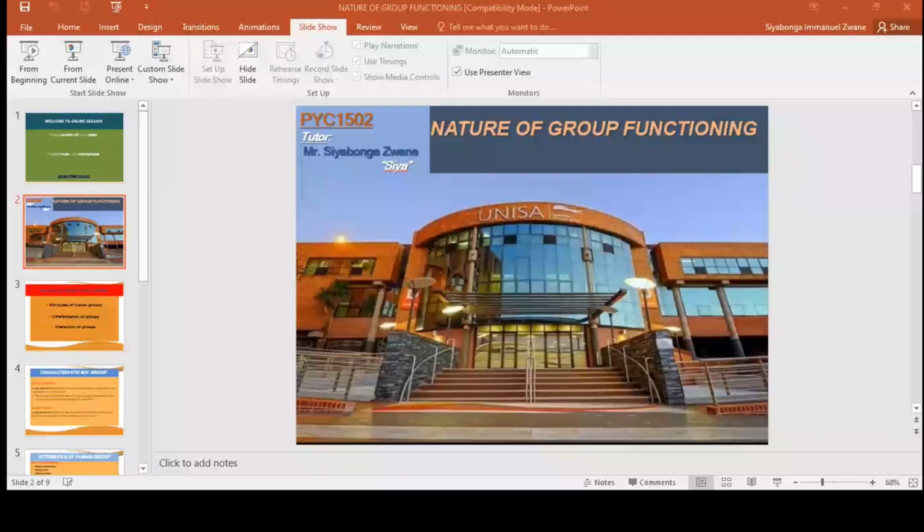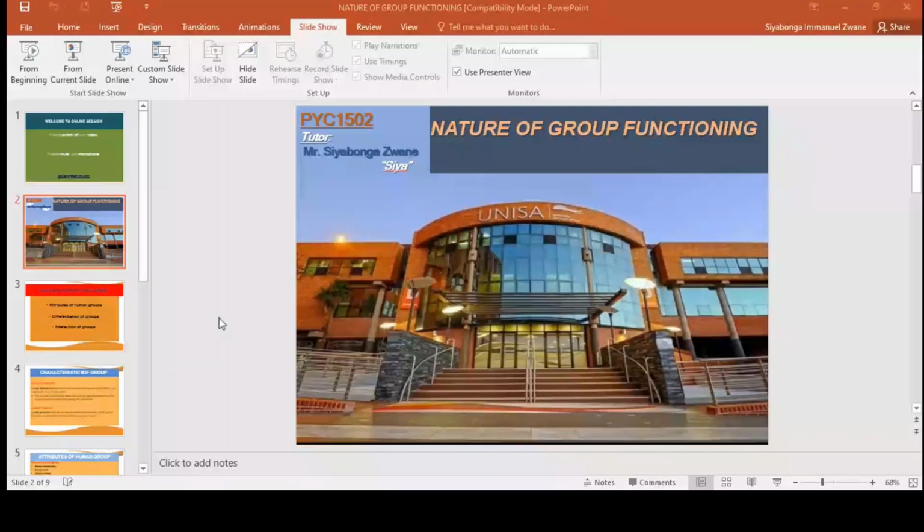Attribute. What is attribute? Attribute has to do with the characteristics of the group. What is a group made up of? What makes a group? The characteristics of the group. Under the characteristics, we have what? The group structure as well as the group process.